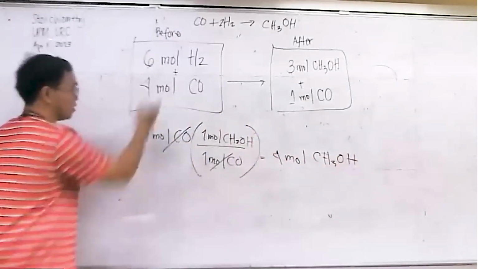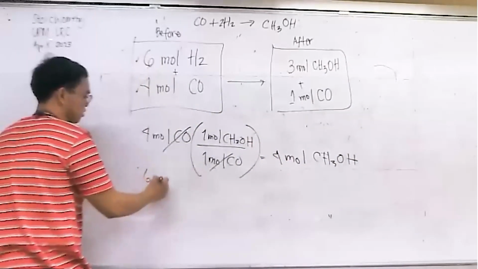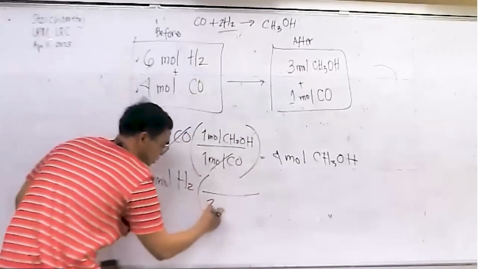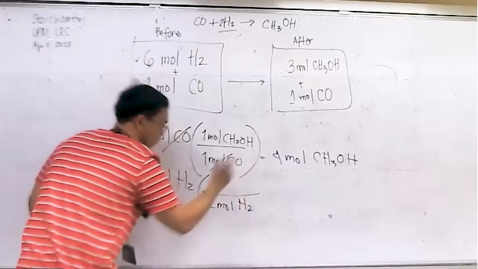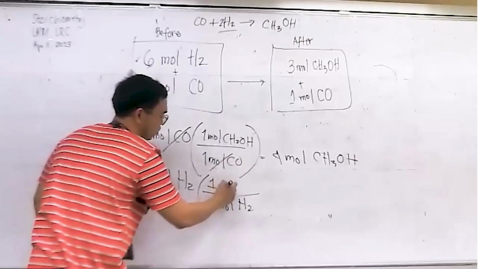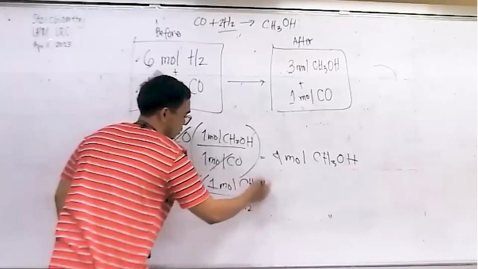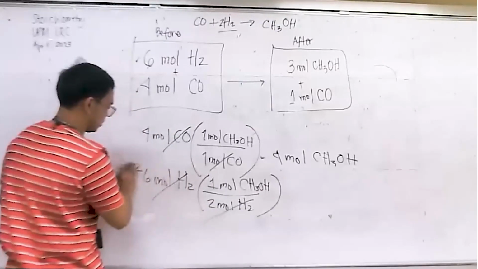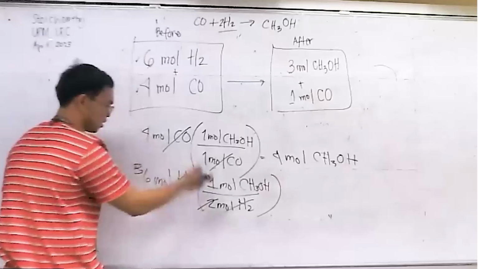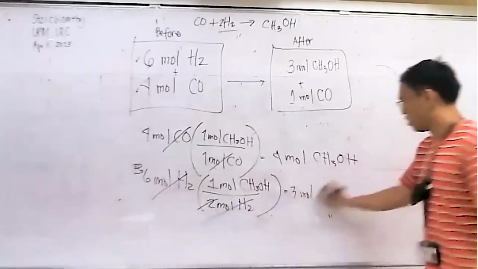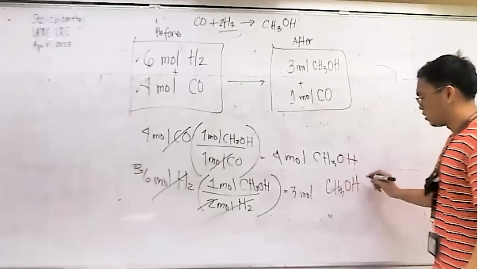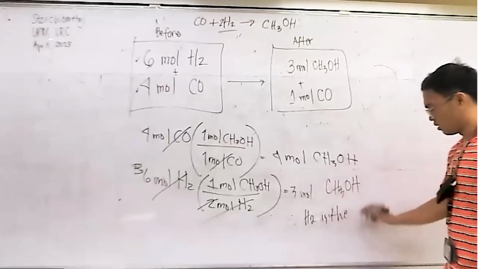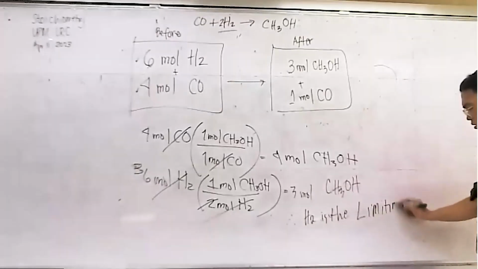Pero, nung ginamit natin ito, 6 moles of your hydrogen gas, you have your factor, you have 2 moles of your hydrogen gas, and it's equivalent to 1 mole of your methanol. You just have to cancel. This is 3. So 3 times 1, you have 3 moles of CH3OH. Therefore, H2 is the limiting. Yan, ipilitin.